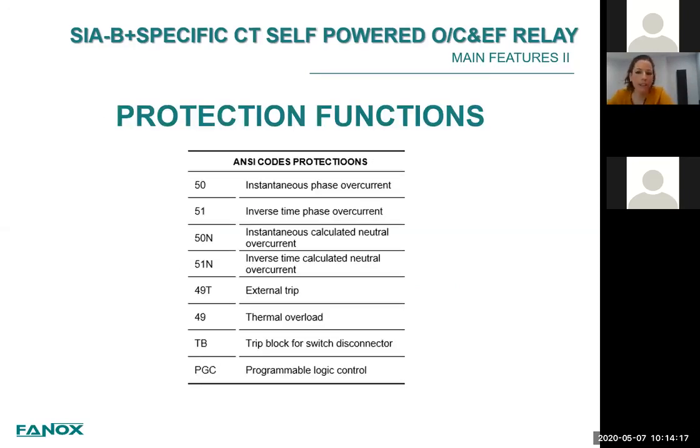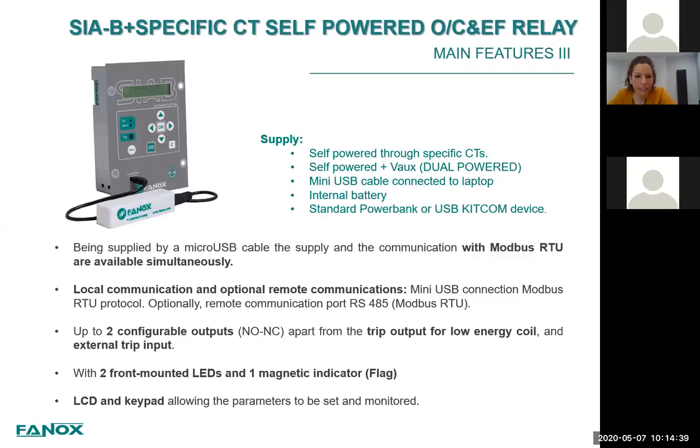The protection functions that are included in a Siab relay are the overcurrent and air fault protection, also the external trip, thermal overload, trip lock for switch disconnector, and programmable logic to program and to configure the inputs and outputs of the relay. In regards to the power supply, as I told you, we can work with the relay with all the functionality as a pure self-powered relay, just using the current of the line. We can also use the auxiliary supply in case it is available in the installation.